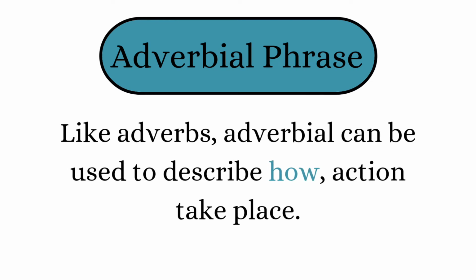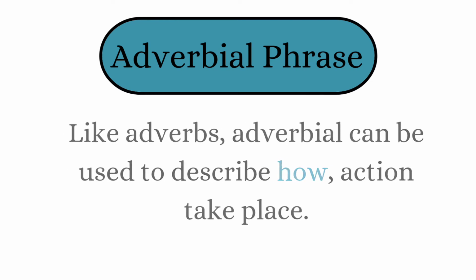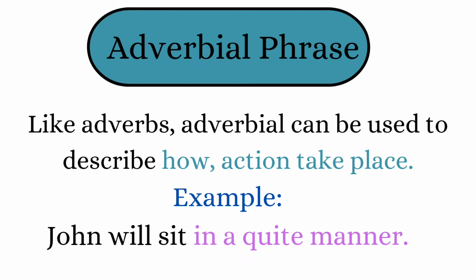Like adverbs, adverbial phrases can be used to describe how. For example, John will sit in a quiet manner. In a quiet manner is a group of words telling us how he sits. So this group of words is an adverbial phrase because it modifies the verb sit.